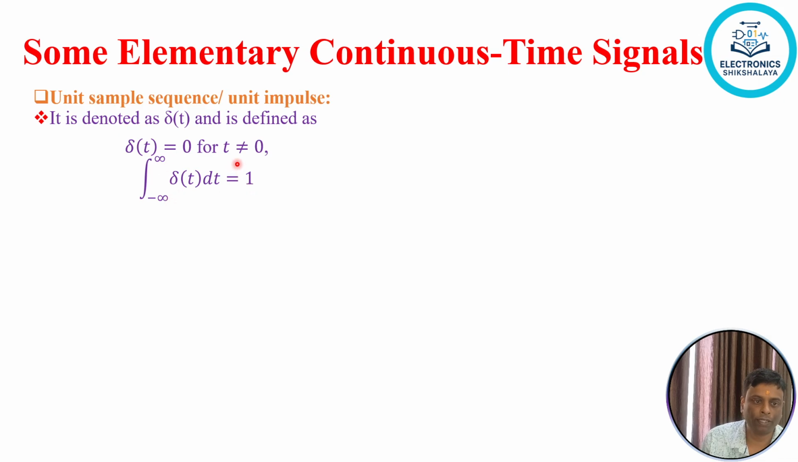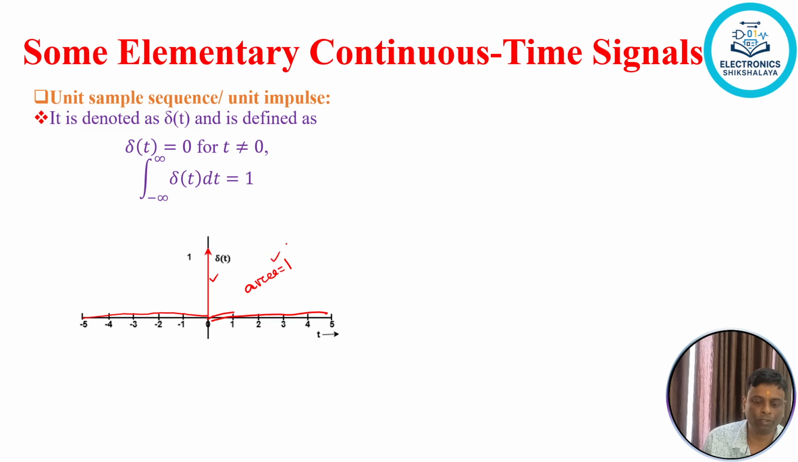So let us see the graphical representation of this signal. You can see at 0 it has the infinite height. At t not equal to 0, it is 0 everywhere. The left hand side also is 0. So we have a value only at t equal to 0. Here the area is equal to 1.